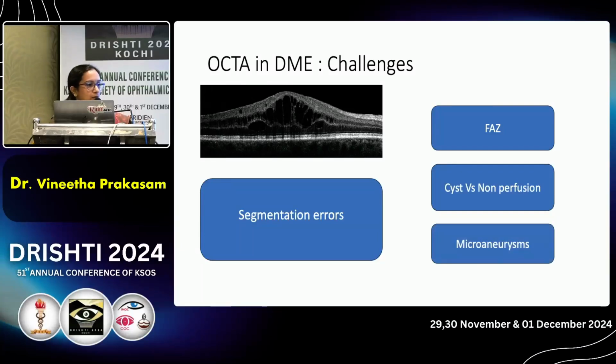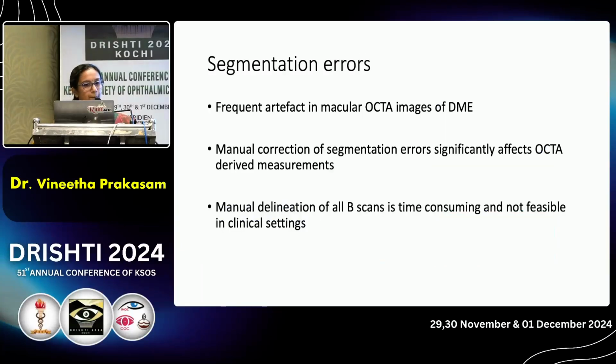Then microaneurysms are also important. I'll come to that. Now, regarding segmentation errors, it is a frequent artifact in macular OCTA images of DME. Manual correction of segmentation errors has been shown to significantly affect OCTA-derived measurements. However, manual delineation of all B scans is time consuming and it is not feasible in clinical settings. So, what is the solution we have?